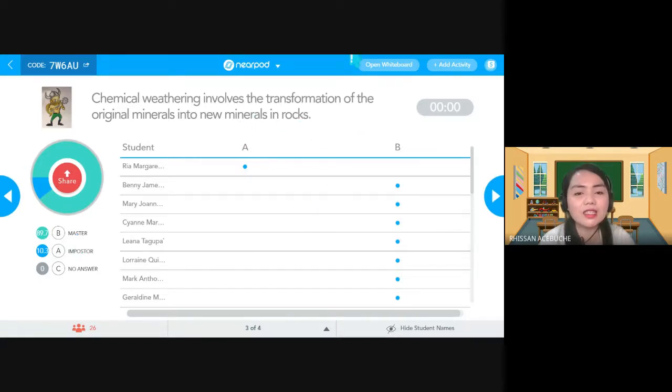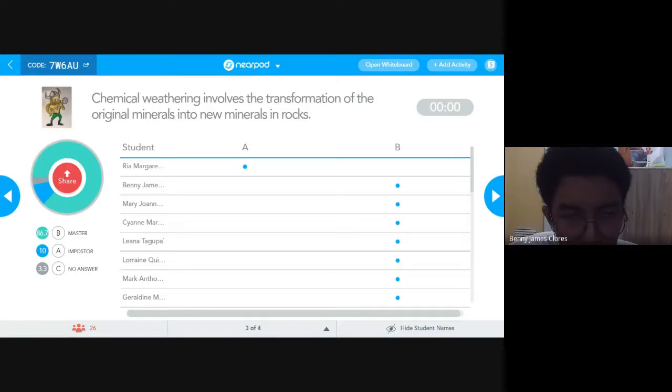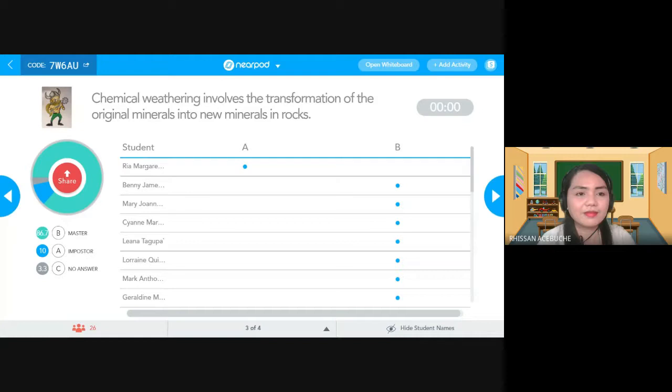Why do you think this is correct? Why do you consider this character a master? Anyone who can explain? Yes, Cloris. I think because in chemical weathering, there's a chemical reaction and there's a change in chemical composition of the rock. So I think there are new minerals that will be formed. That's correct. Okay, let's now go to the next statement.